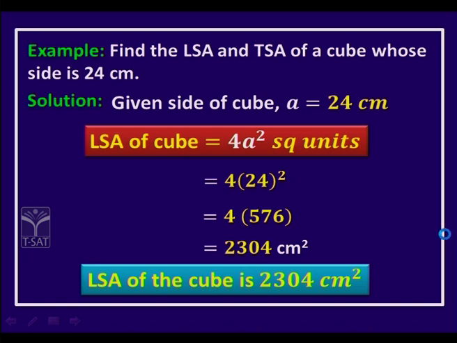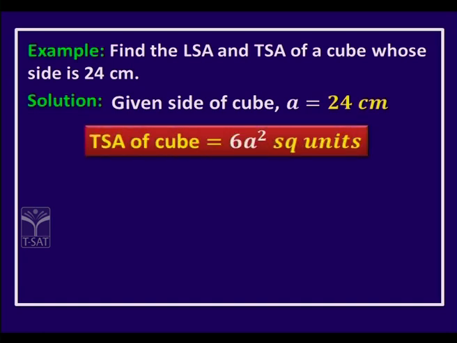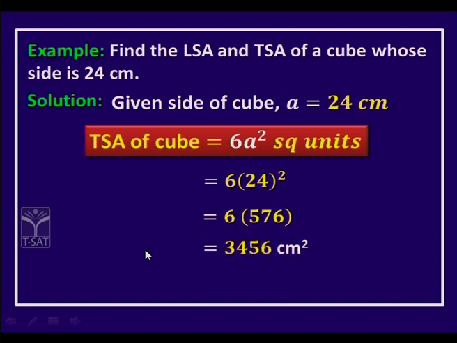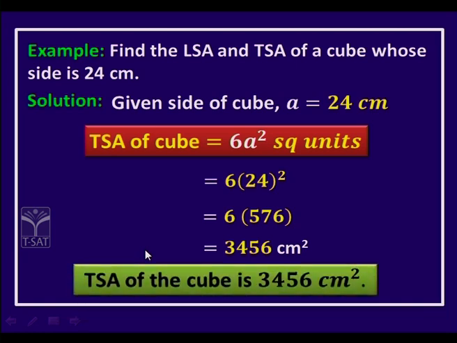Now, let us find the total surface area of the cube, children. So, the formula is 6a² square units. Again, we will substitute the value of a. So, we get 6 into 24 square. Just now we have seen, children, that 24 square is 576. So, I get 6 into 576. Now, multiply these two, children. On multiplying this, what do you get? Yes, we get 3456. That means, I can say the total surface area of the cube is 3456 centimeters square. I hope you understood solving the problem, children.